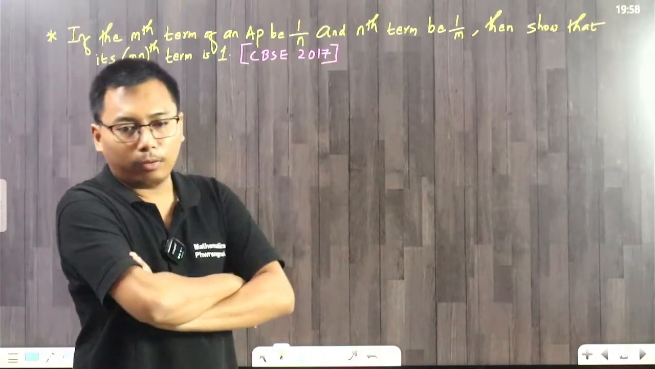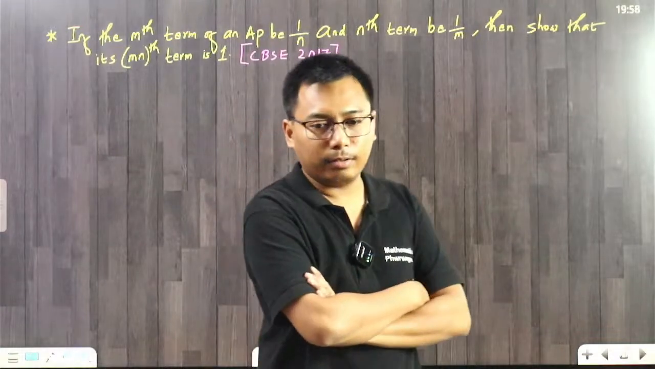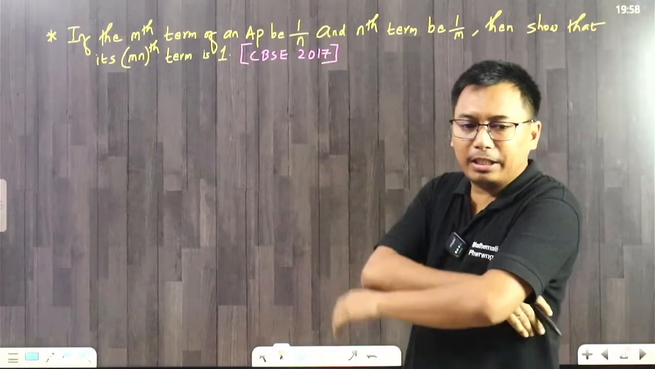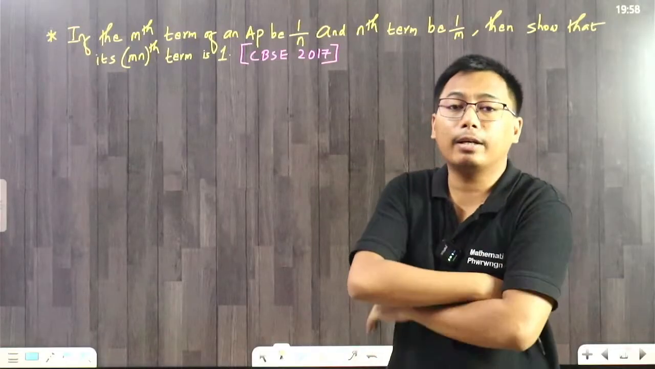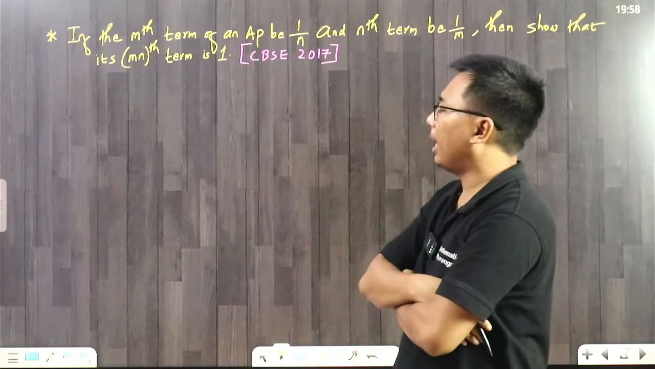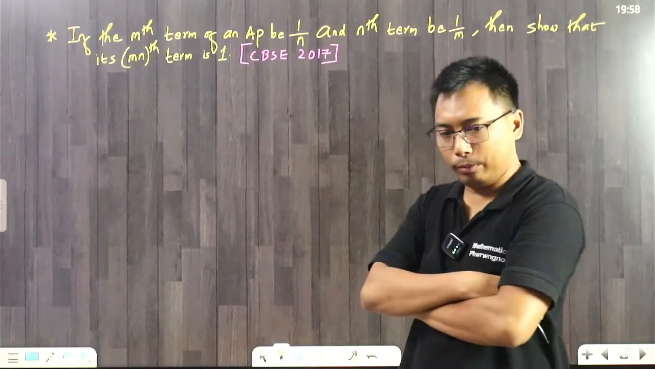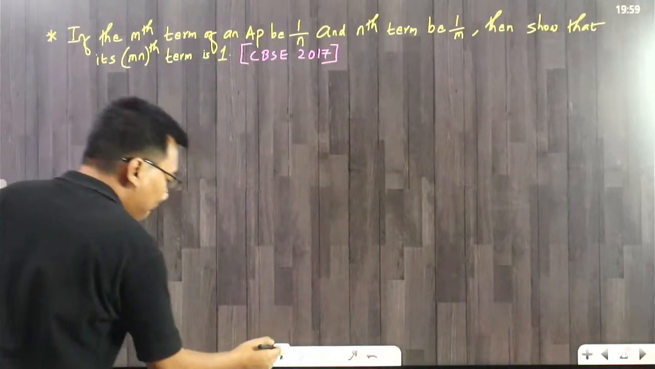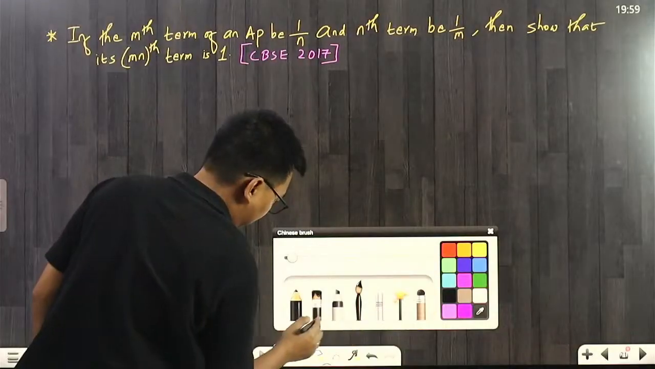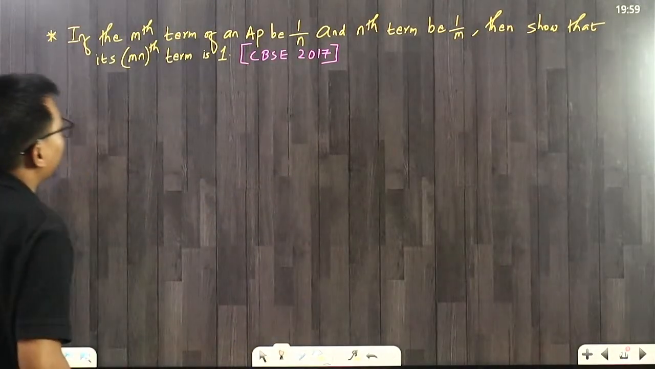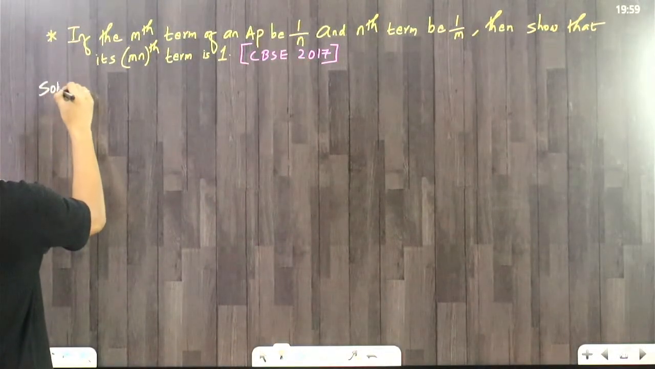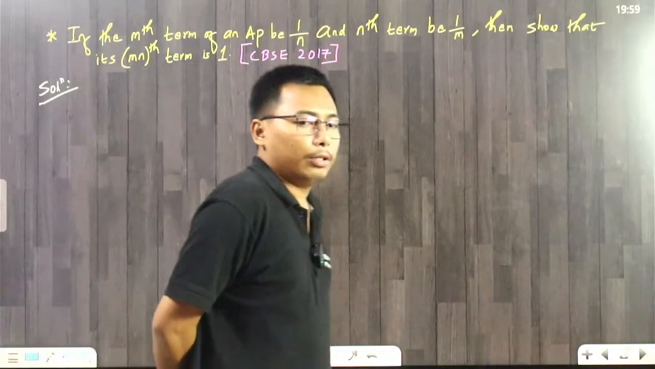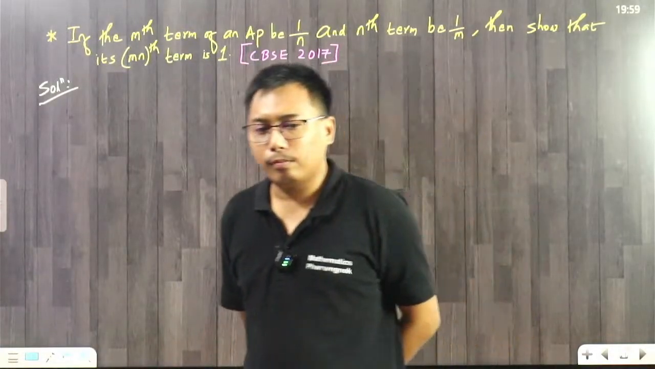Now, as you can see, I've marked with a pink color right here, CBSE 2017. All right, CBSE 2017, which means it came in board exam. It's a PYQ. Now, let's solve this. So see this properly.